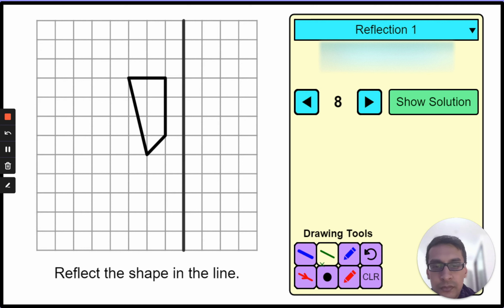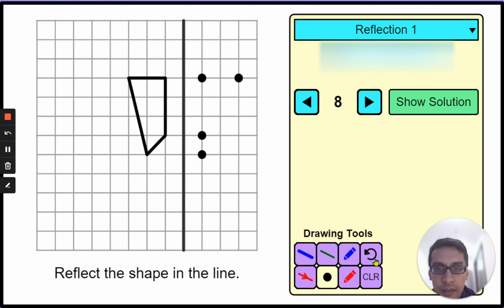Question 8, reflecting on the line. So I can see 2 units across, 1, 2, 1, 2. So let's label that there. Looking at this point here, so it's 1, 2. This point here, 1, and then there's another one there. Now if I'm going this way, 1, 2, 3, I'm going to need to go 1, 2, 3 as well.